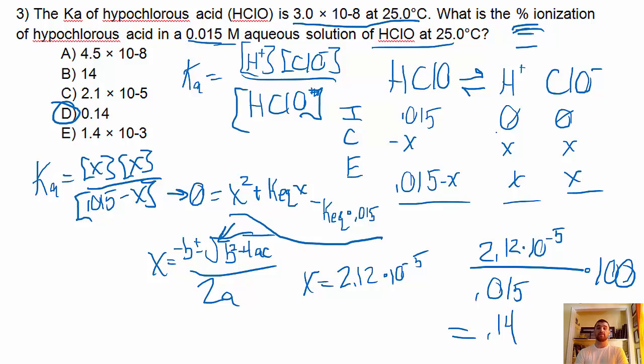So again, first thing was, what's the Ka expression? Now I do my ICE box to figure out what my equilibrium values are so that I can solve for the actual number using the quadratic equation. Once I have my x, that's how much of it dissociated, so I can use that in my percent formula, plug and chug, and that's it.